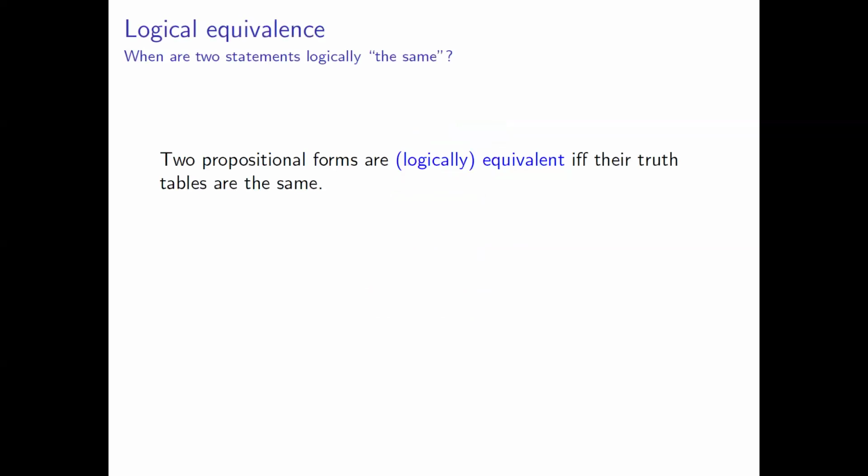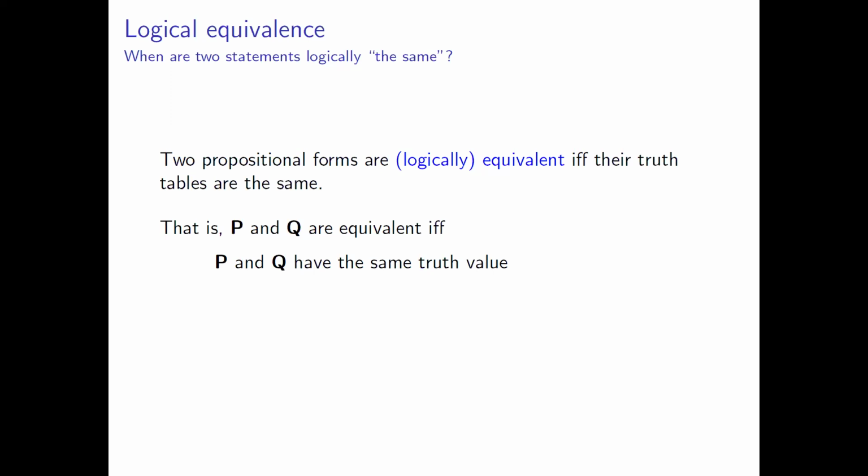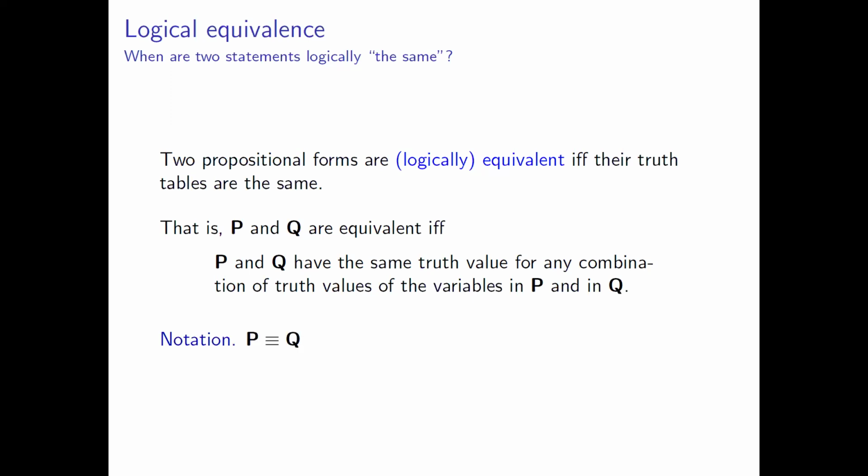First, we define what we mean by logically equivalent. Two propositional forms are said to be logically equivalent exactly when their truth tables are the same. That is, P and Q are logically equivalent exactly when P and Q have the same truth value for any combination of truth values of the variables in the formulas P and Q. We use a triple horizontal bar to indicate equivalence.